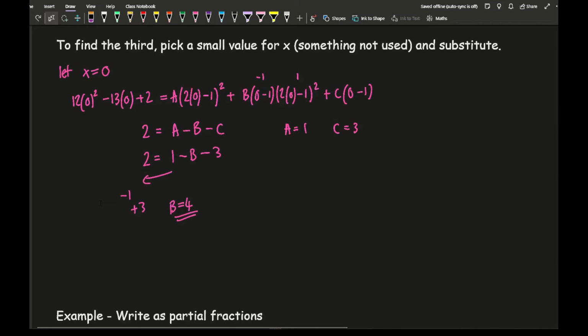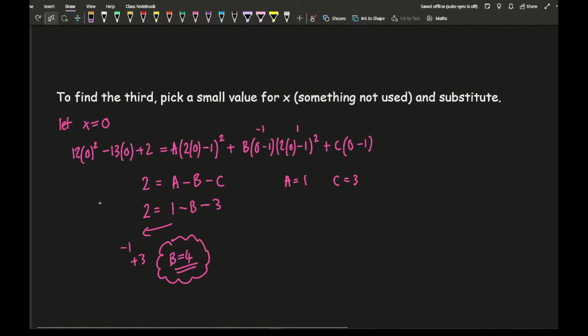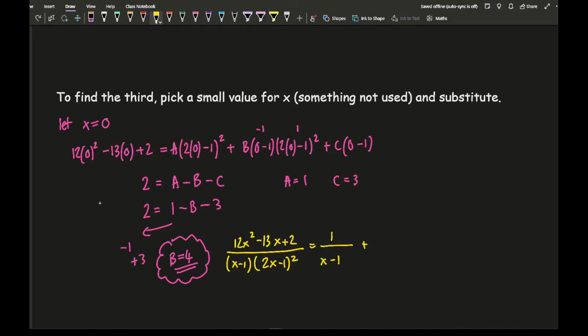So from this, I've now got my 3 values, and so all I then need to do is write down that as my final answer. So looking at my original question, which I had 12x squared minus 13x plus 2 over x minus 1 and then 2x minus 1 squared, is going to be equal to 1 over x minus 1 plus 4 over 2x minus 1 plus 3 over 2x minus 1 squared, and there is my final answer.